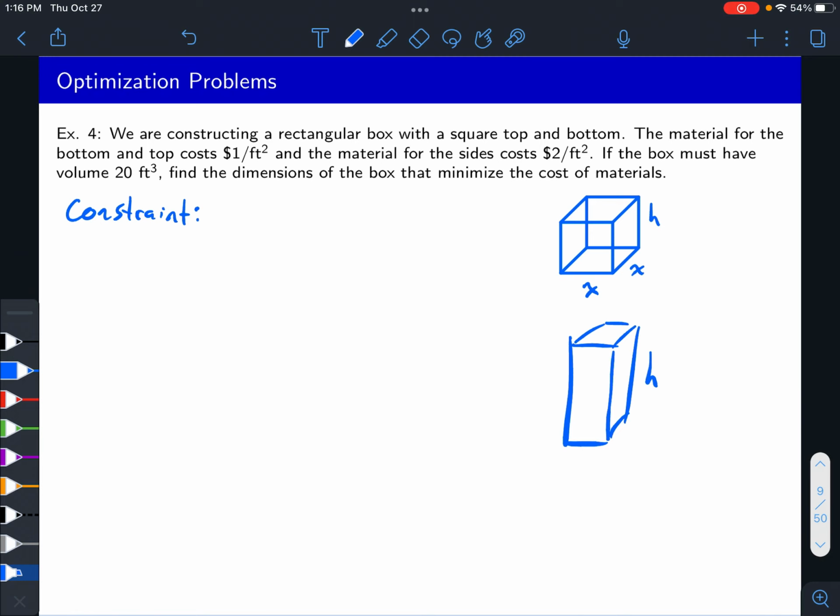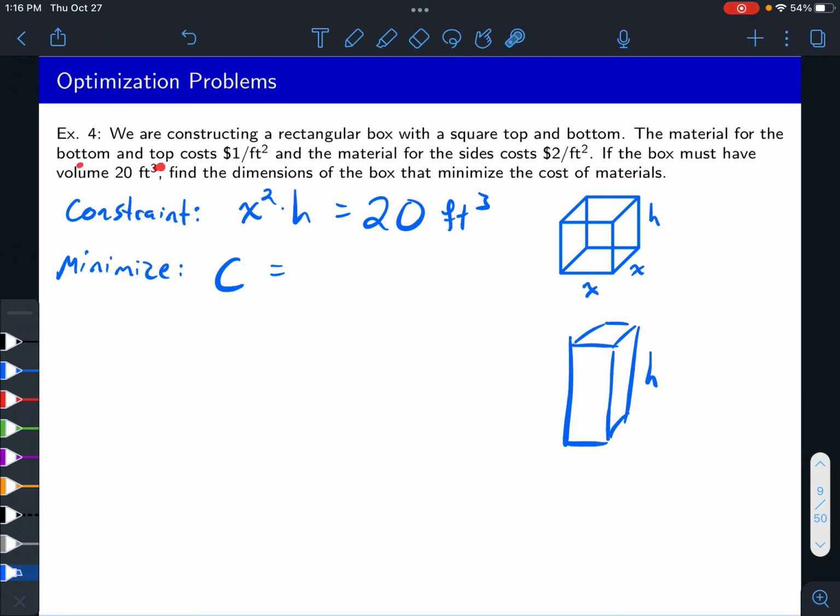And what is the volume of this box? It's base times width times height, or length times width times height. So x times x times height. I'm just going to write that as x squared times height. This is the area of our base times height, and that has to be equal to 20 cubic feet. And we are trying to minimize the cost, which is equal to what?